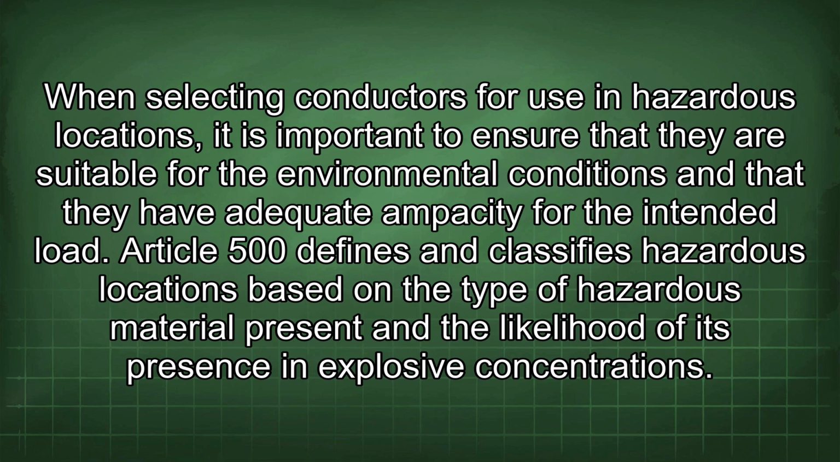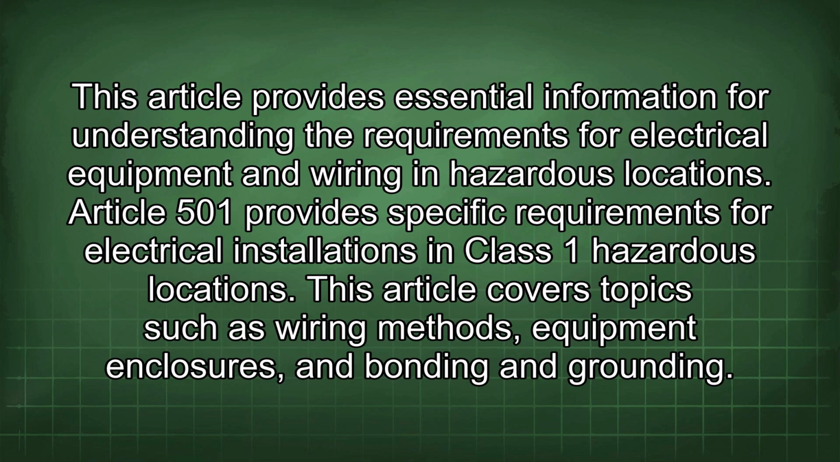Article 500 defines and classifies hazardous locations based on the type of hazardous material present and the likelihood of its presence in explosive concentrations. This article provides essential information for understanding the requirements for electrical equipment and wiring in hazardous locations. Article 501 provides specific requirements for electrical installations in Class 1 hazardous locations. This article covers topics such as wiring methods, equipment enclosures, and bonding and grounding.